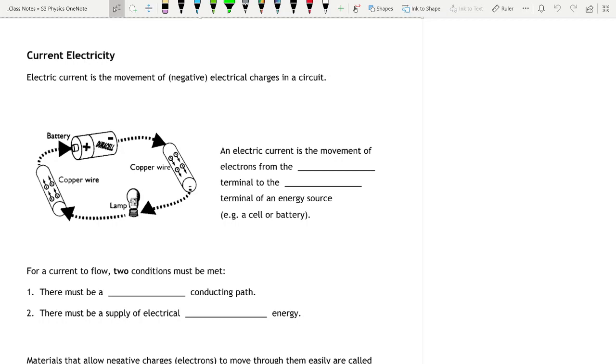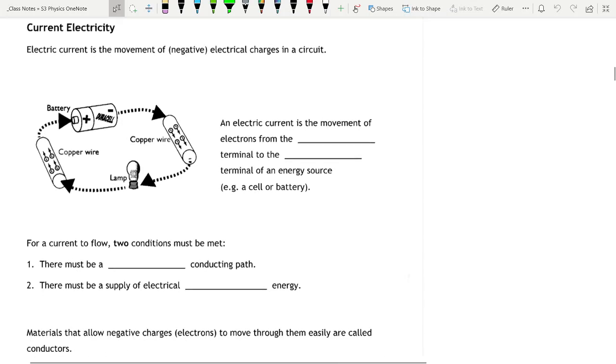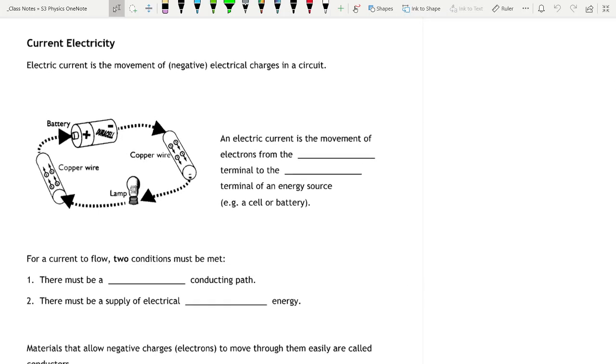Get your booklet out and open onto page 4. Current electricity is still movement of electrons, but static electricity tends to be electrons building up on something, whereas current electricity is electrons constantly moving, like a current of water. Okay, so electric current is the movement of negative electrical charges, so electrons, in a circuit.